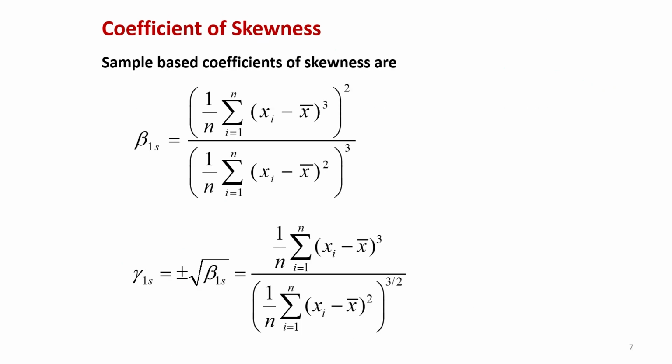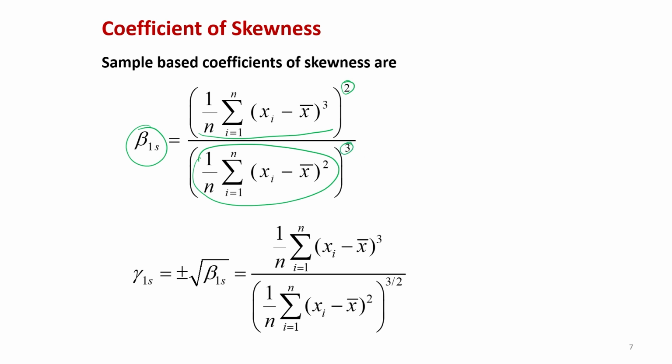Let me first show you that this mu3, mu2, etc., are based on the entire population. But now we are going to compute these quantities on the basis of a sample. So how are we going to compute it? I define here the sample based coefficient of skewness. Beta 1 is defined here. You can see this is your sample based third moment whose square is taken, and this is the sample based second moment whose cube is taken, right?